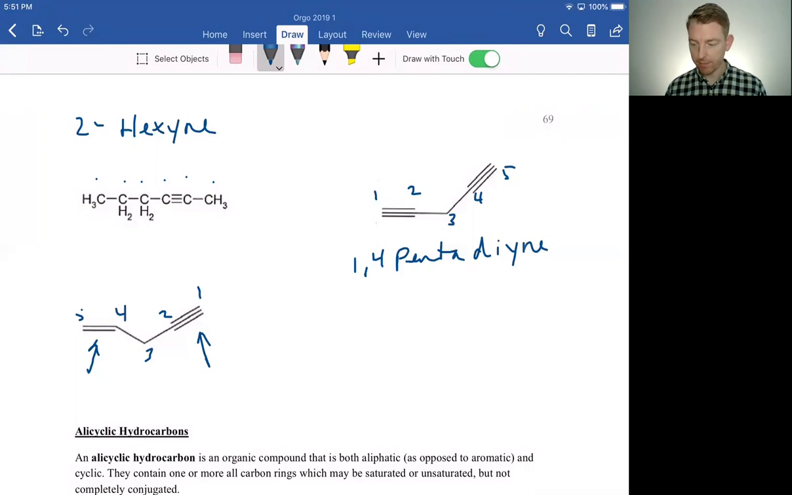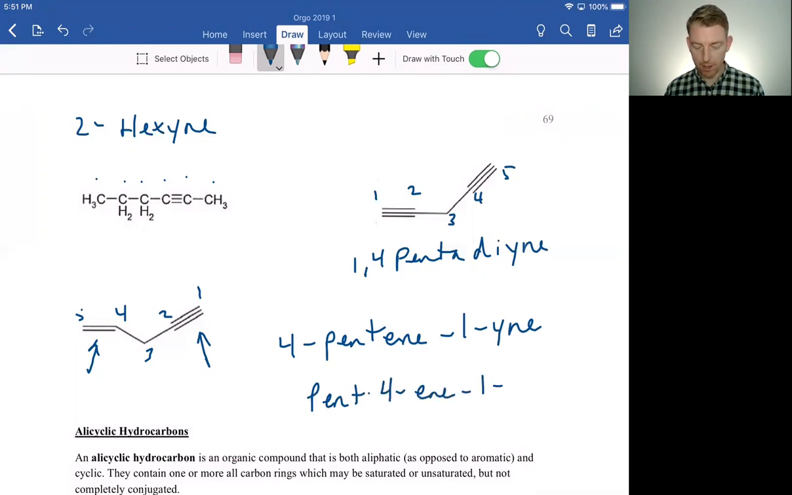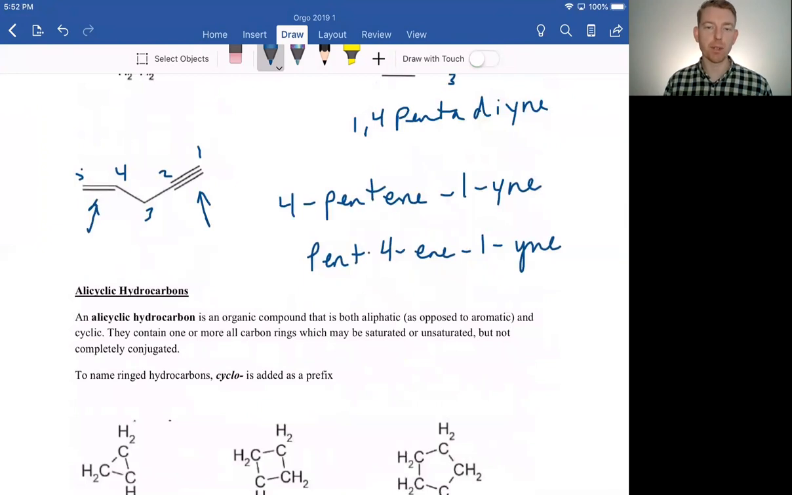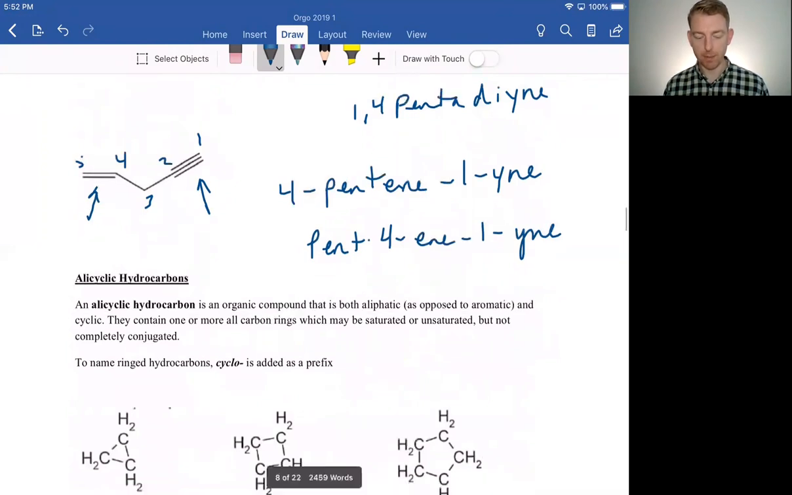So this is going to be a 4 pent. So for the 5, we get the pent part. And then we'll write an ene and a 1 yne. Okay. We can also write it as a pent-4-ene-1-yne, but I don't find that as aesthetically pleasing, so I don't tend to do that. So we just want to be as clear as we can be about what functional group is at what position. So either 4-pentene-1-yne or pent-4-ene-1-yne, both are acceptable.